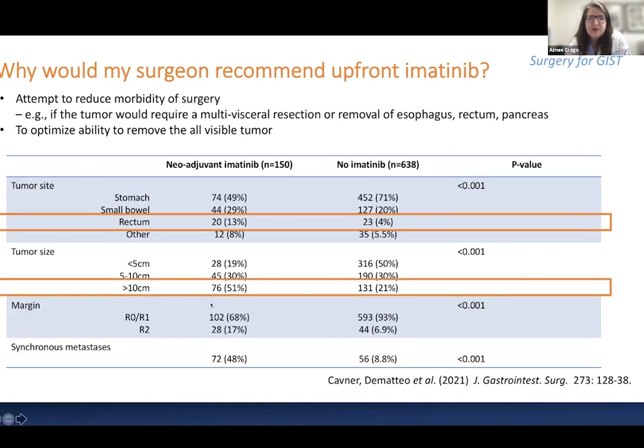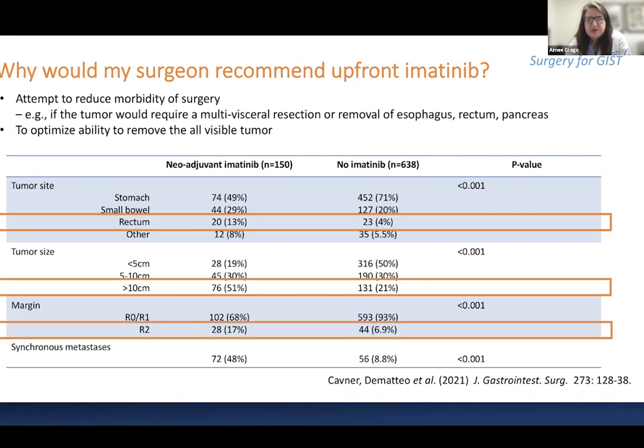Size, you can imagine the larger the tumor, the bigger the surgery. So often for patients who have tumors over 10 centimeters, we'll try and give the drug up front to shrink the tumor and do a better operation. And also, if patients have a tumor that we don't think we can resect up front, often we'll give imatinib to try and convert it to a resectable tumor. So here, you can see patients who had R2 resections, which is what we call a resection where we leave tumor behind. Those patients often get imatinib up front.